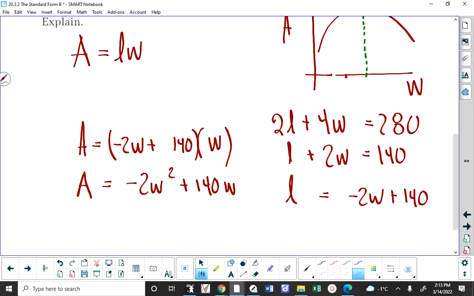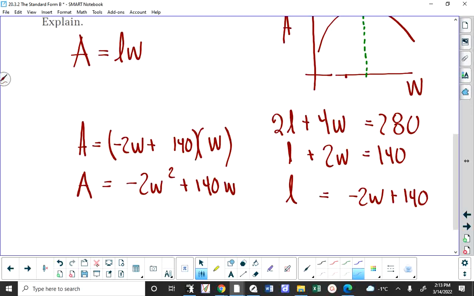Is this a quadratic function? Yep. There's your x squared term. That makes it quadratic. Does it open down? Yeah, because it's negative 2W squared. So there's a maximum y. But y is area. There's a maximum area. How do we find out what the maximum area is?